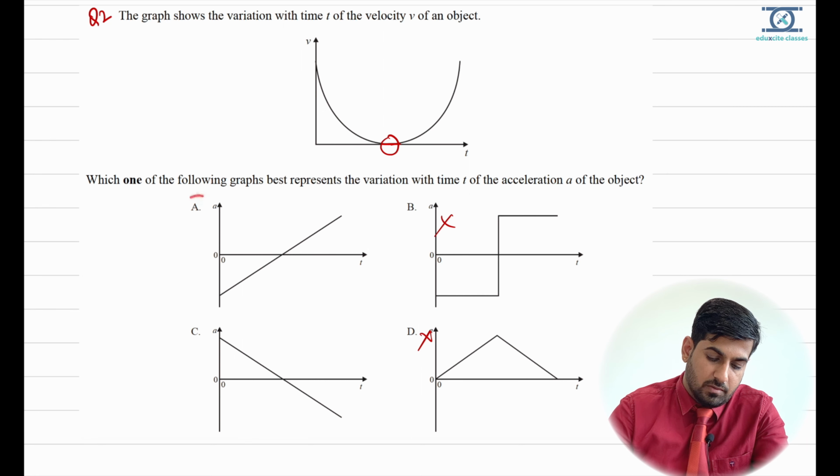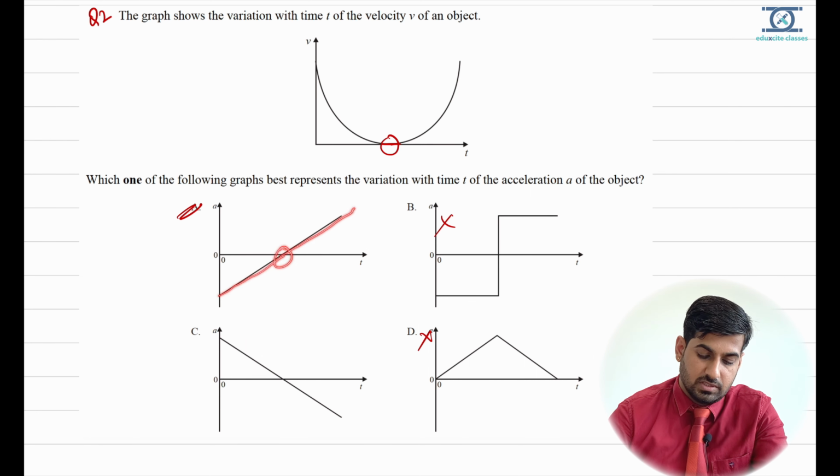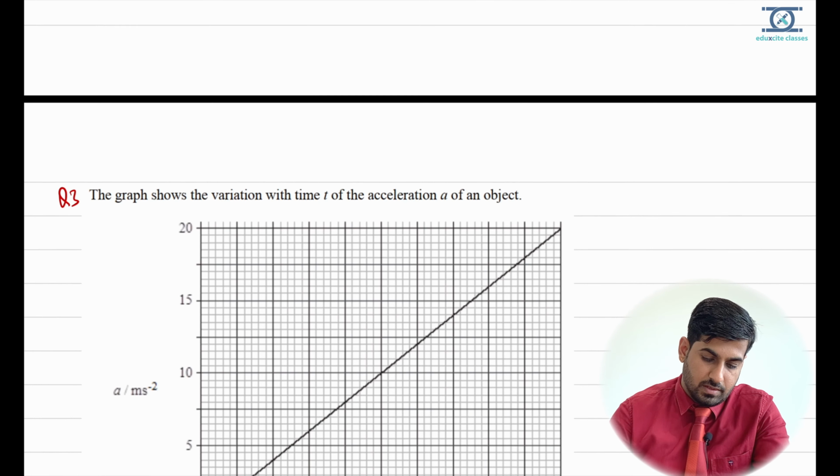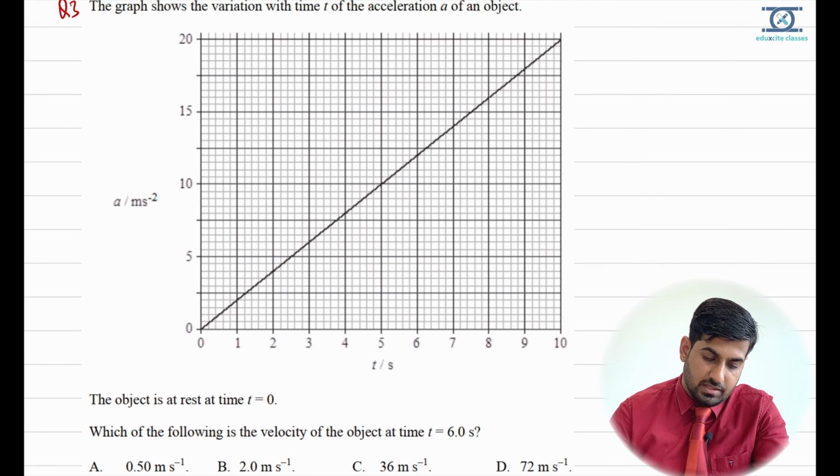Now if you look at option A and C, it shows the best representation. So here the acceleration is decreasing and here the acceleration is increasing. So the answer will be A. So here the acceleration is decreasing, it becomes 0 and then it is increasing. So this will be the best representation for the velocity versus time graph. Okay. Now try question number 3.